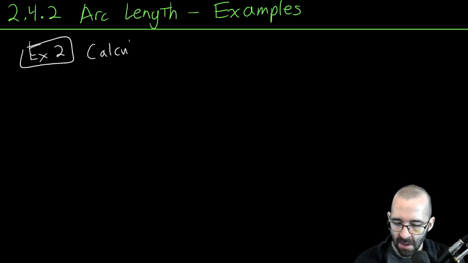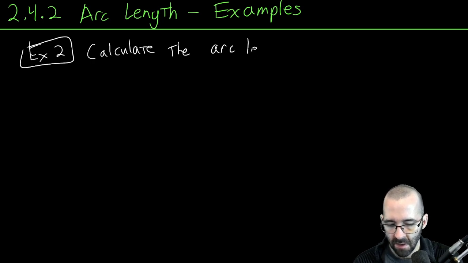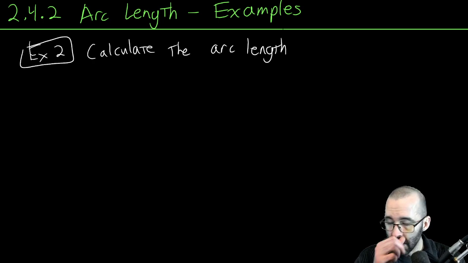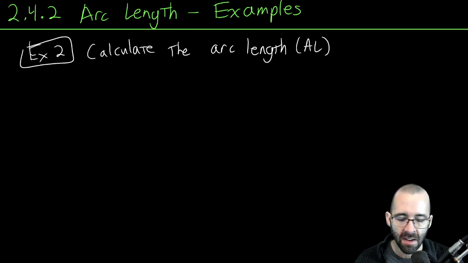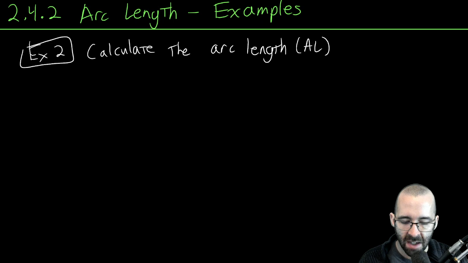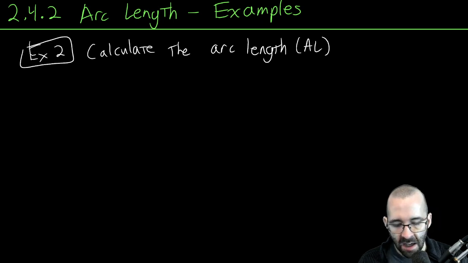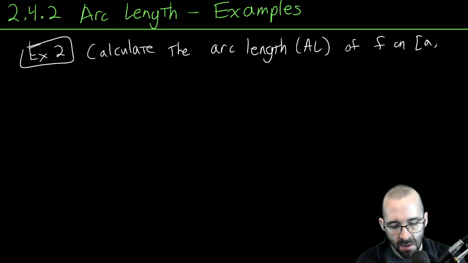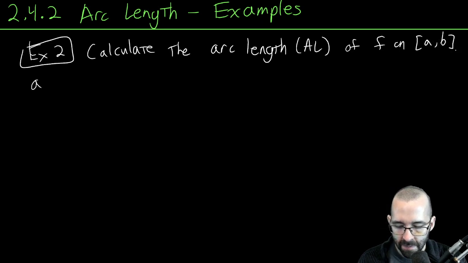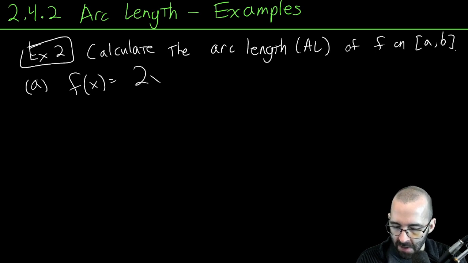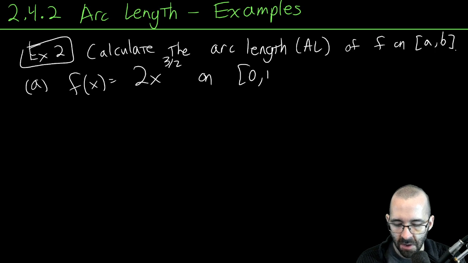Calculate the arc length. In this section, I might abbreviate arc length AL. I might not, but if I'm being lazy, that's what it is. Calculate the arc length of f on the interval a to b. All right, part A, f is going to be 2 times x to the 3 halves, and our interval is going to be 0 to 1.